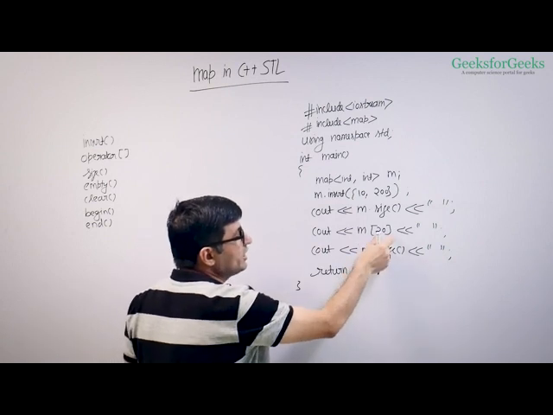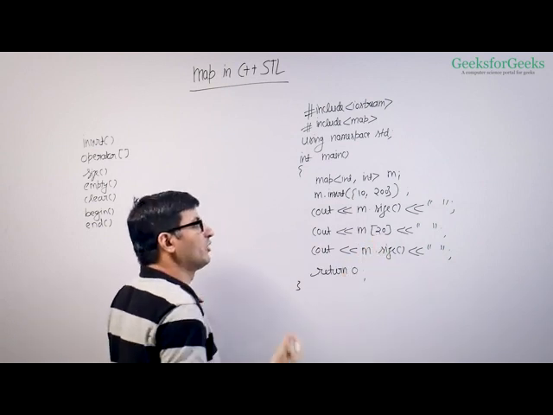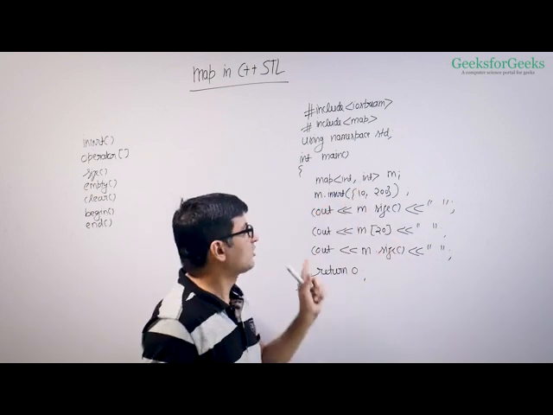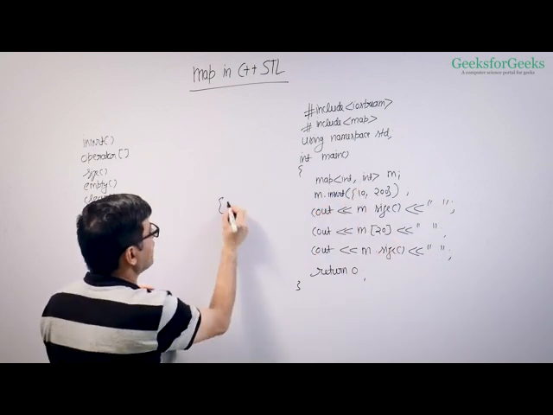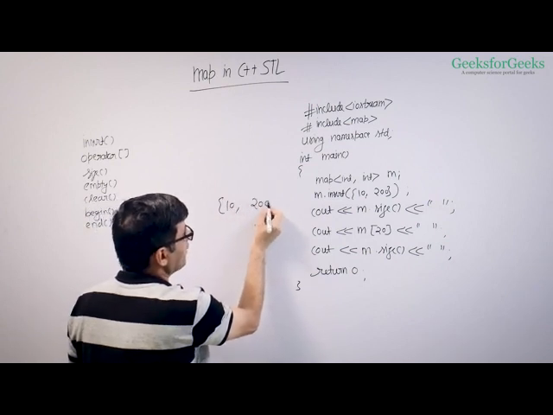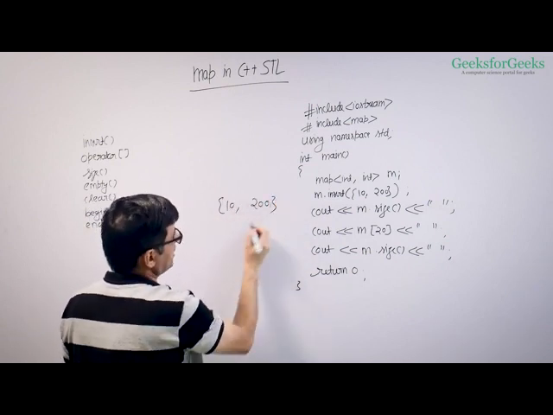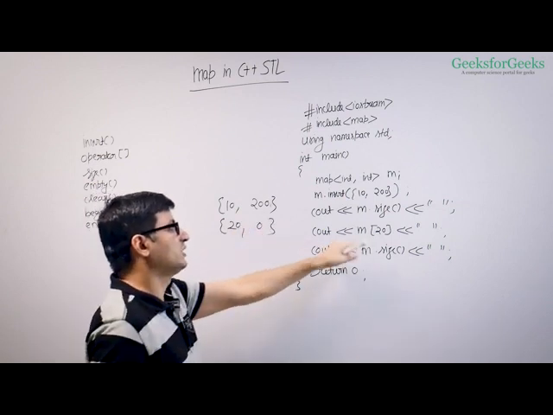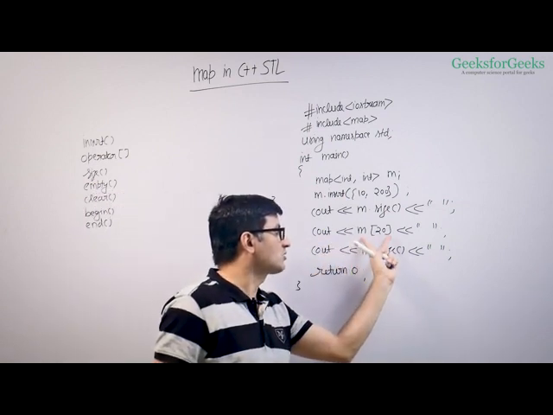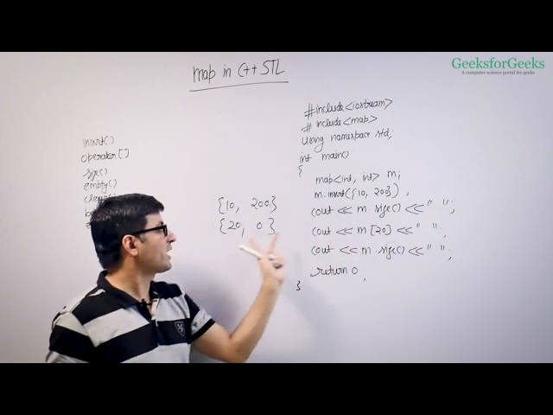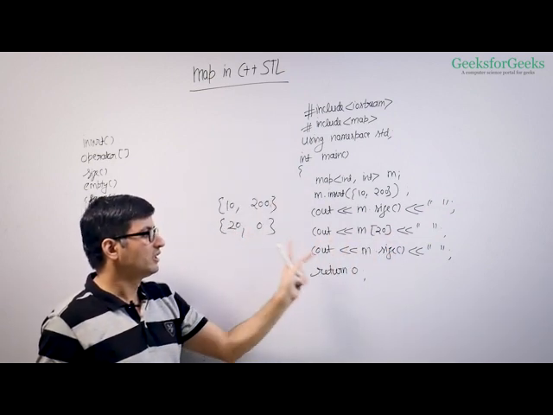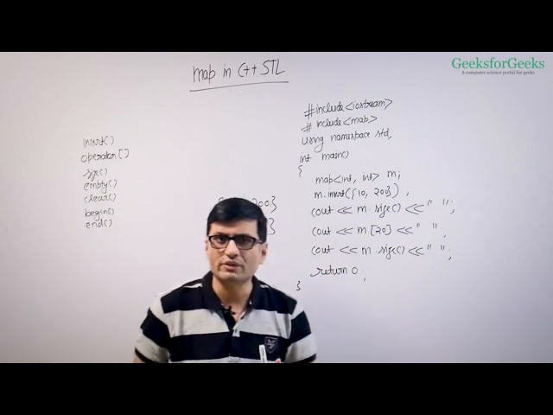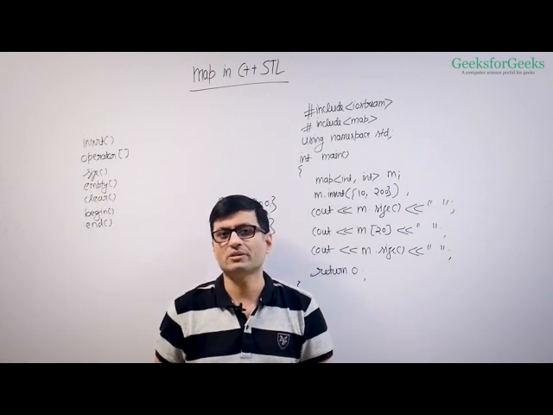So this is only key. What will be the value? Value will be some default value. If it is an integer, the value is going to be 0, right? So now your map has two things, 10, 200 and the other thing is 20, 0. That's the value inserted because you accessed an item which is not present. So this square bracket inserts that item. What will be the size now? Size will be 2. So that's the difference between square bracket and insert.